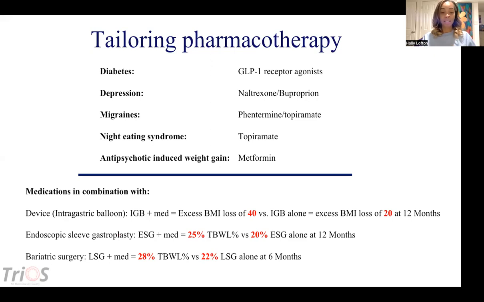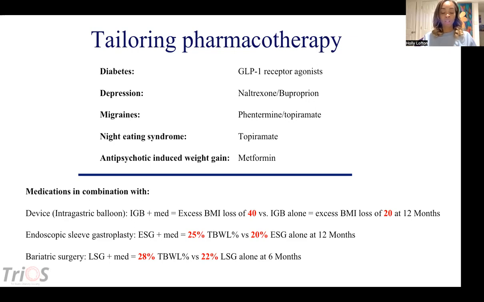Now, we can also use these medications in combination with procedures. You can see some of the outcomes here. I won't go through the numbers just because of my voice, but when we combine the balloon with medication, we can get weight loss that's more like a surgery. You know the intragastric balloon has to come out, so you need a plan for when that device is discontinued. Endoscopic sleeve gastrectomy can get weight loss in the 25% range versus about 20% alone when we add medications. And bariatric surgery can boost weight loss overall when we combine it with medications.